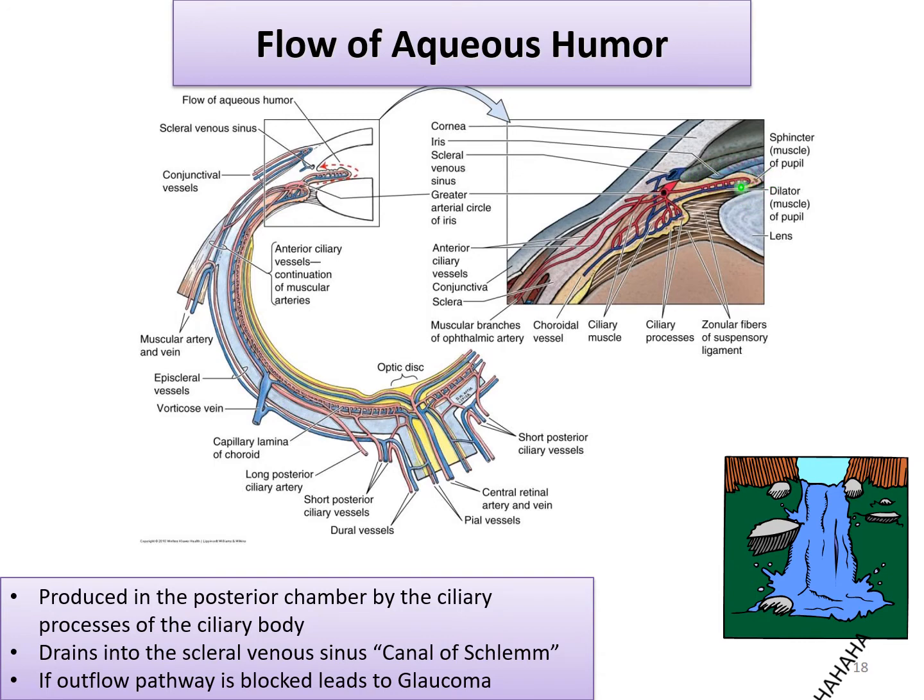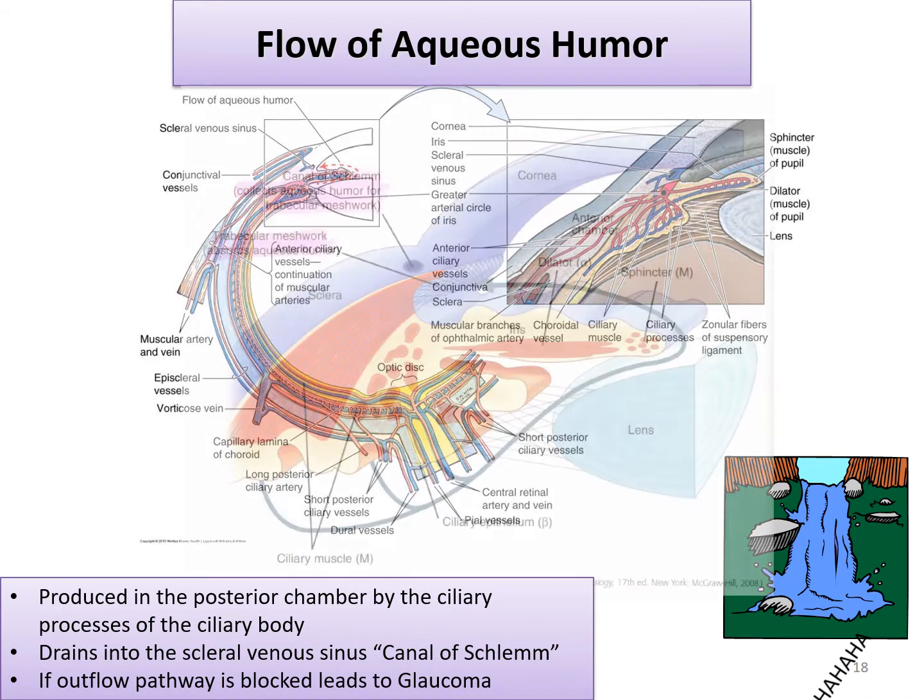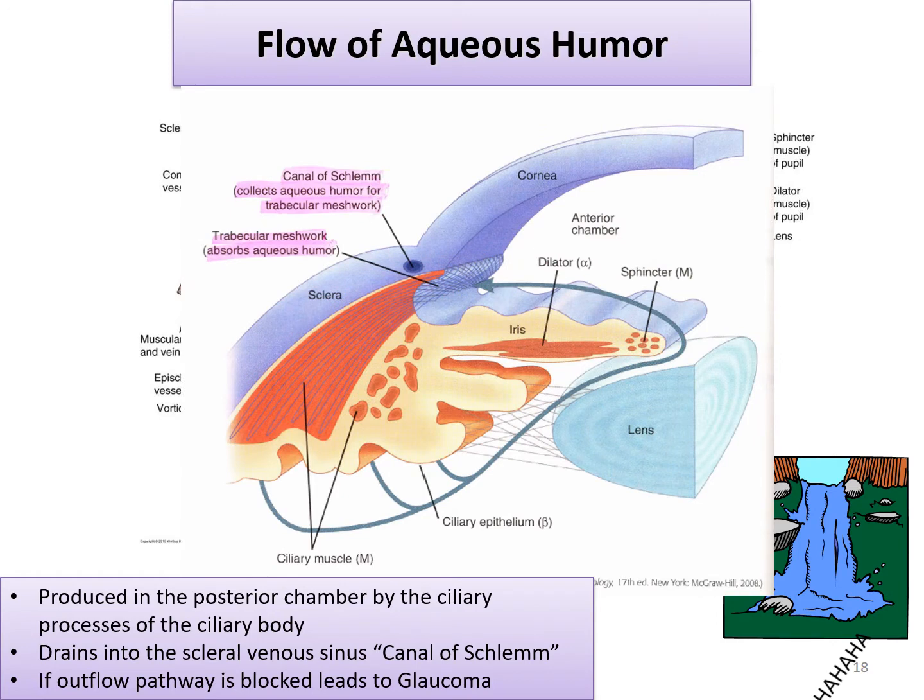If the outflow here is obstructed or there's too much aqueous humor produced, it leads to too high pressure, which then can cause the condition glaucoma. Here one more time, the flow of the aqueous humor produced by your ciliary body flows around here, in between the zonular fibers that are suspending your lens, and then gets reabsorbed by the canal of Schlemm. It's also called the scleral venous sinus, I believe. Just call it canal of Schlemm to be safe.